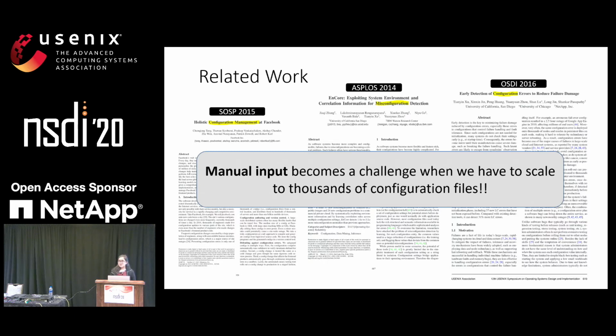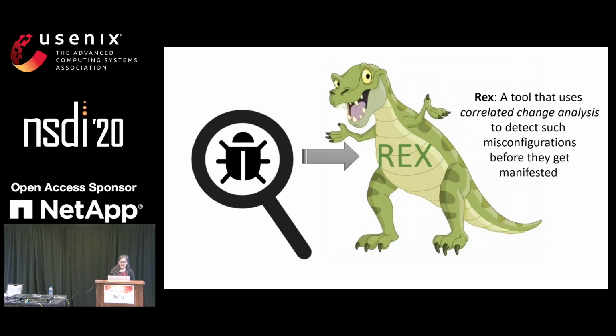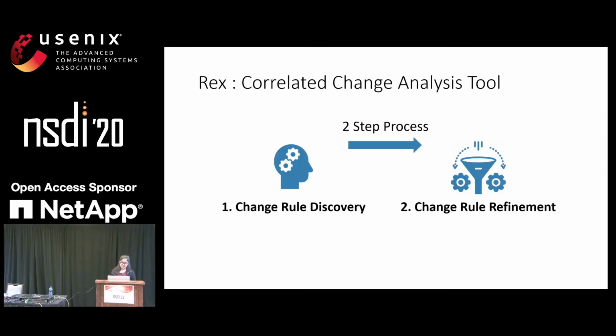So we decided to come up with a more generalized approach, and we have developed a tool called Rex that uses correlated change analysis, and it's a completely automated tool. With the ubiquitous use of version control systems like Git, we have enough information available about the historical changes that have been made to configuration parameters in the past. So instead of asking developers for manual input, we exploit that information to learn these correlations. So now I'll be explaining the technique of Rex in detail.